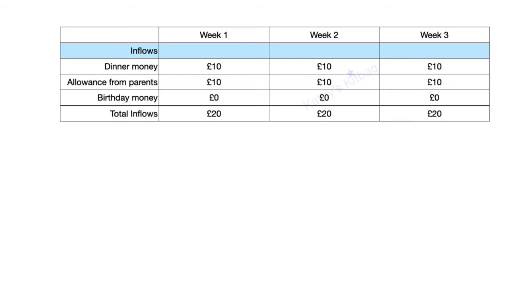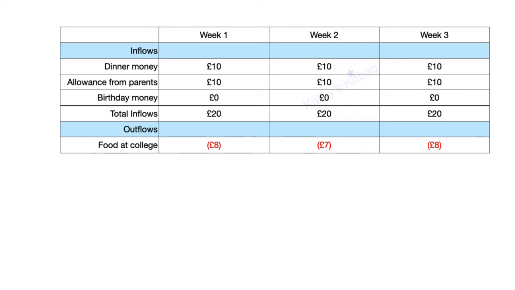So then you can add together these inflows, and you can see that in week 1, week 2 and week 3, the inflows have been pretty steady, at £20 a week, and that's relatively typical for households. So after we've worked out our inflows, we have a look at the outflows. In this example, I've assumed that this teenager does spend some of their dinner money on actual food at college, but a little bit less than the money that they're given from the parents.